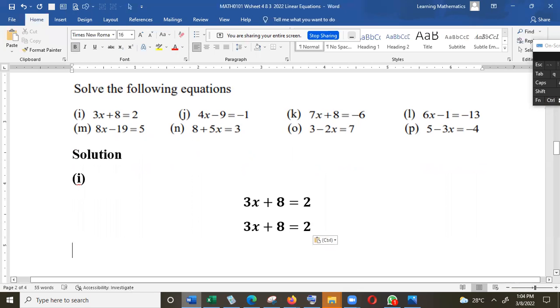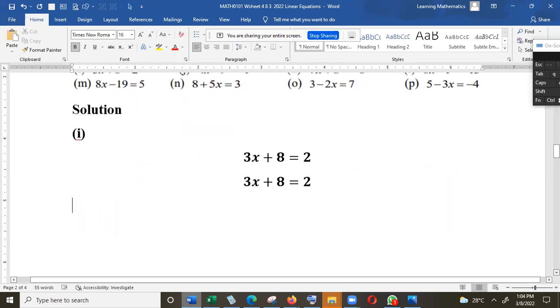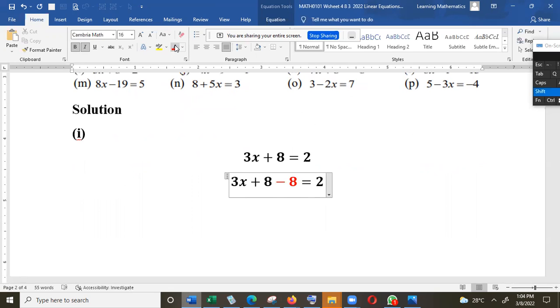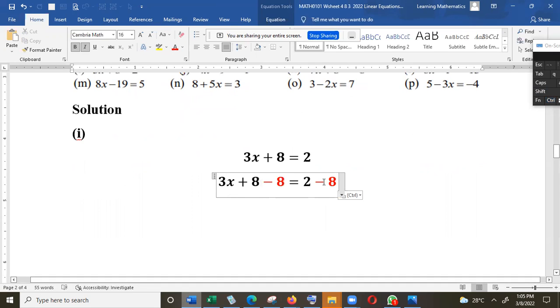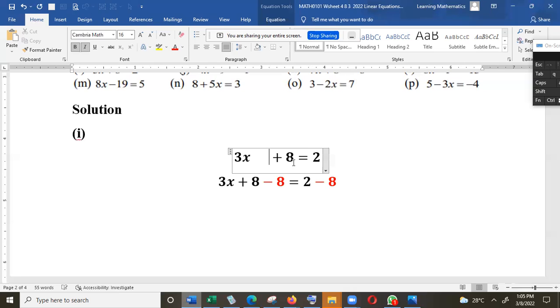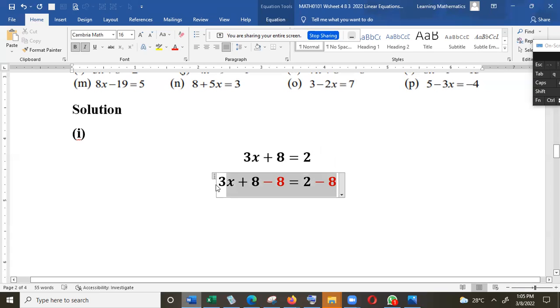And you can also use a little rule: the number that is furthest from x, cancel it out first. So with a plus 8, we have to subtract 8 to cancel out a plus 8. And if we subtract 8 on the left, we have to subtract 8 on the right. So 8 is right over there, furthest from x. Cancel it out first. And it's a plus 8, so we have to subtract 8 on the left and on the right.